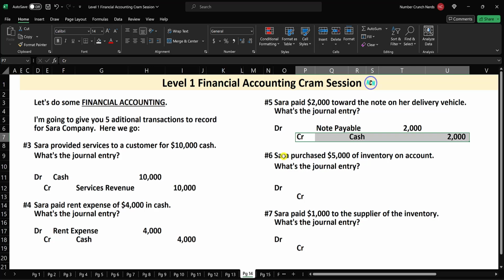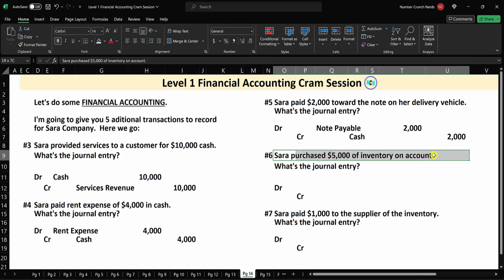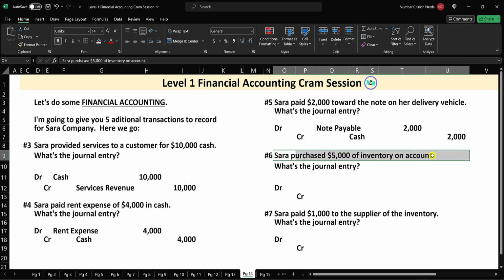Next entry. Sarah purchased $5,000 of inventory on account. What does that mean, on account? That's a phrase you need to watch for. Sarah purchased $5,000 of inventory on account. On account means she didn't pay in cash.